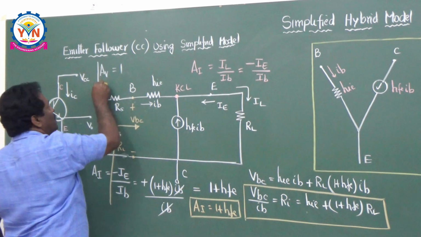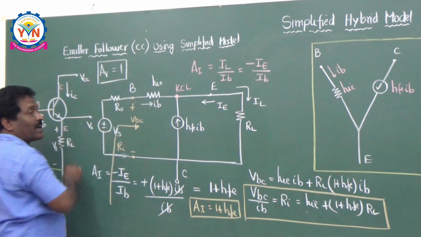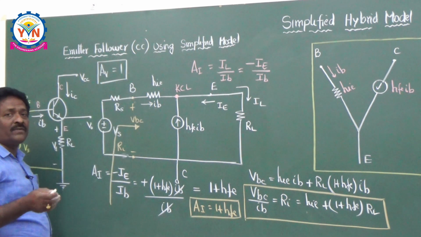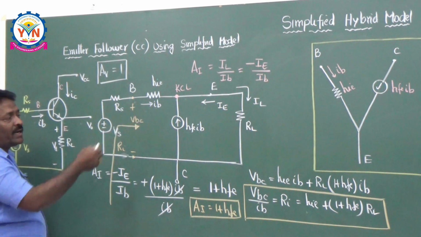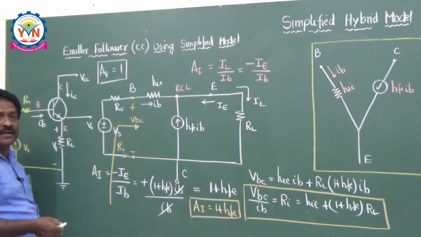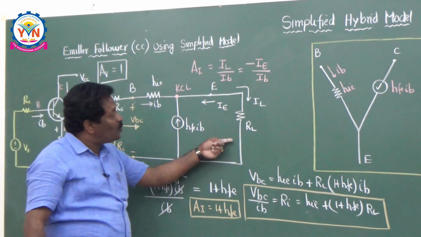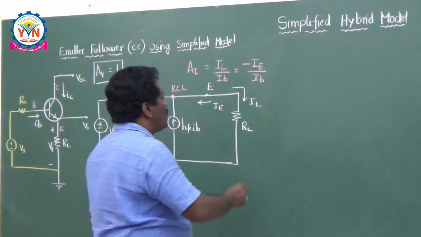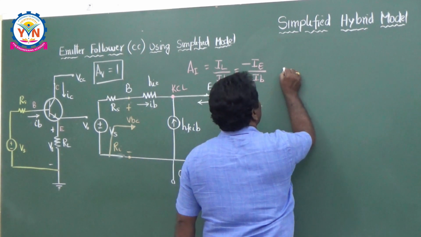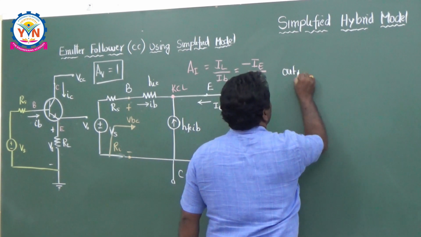For this, the voltage gain is equal to 1. But the current gain of the common collector configuration is very high. So I will tell you at the end what the advantages of the common collector configuration are. Now we would like to calculate the output admittance for this circuit. Now we are going to calculate the last parameter, output admittance.